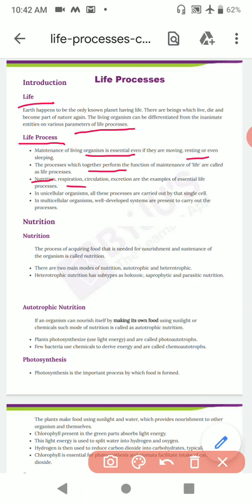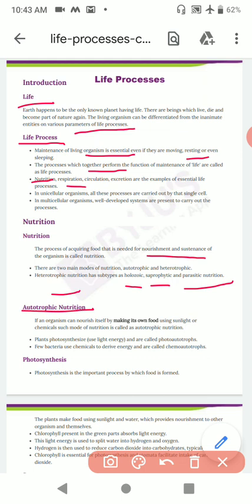Next, nutrition. So, what is nutrition? The process of acquiring the food that is needed for the nourishment and sustenance of the organisms is called nutrition. There are two main modes of nutrition, that is autotrophic and heterotrophic nutrition. Further, heterotrophic nutrition has subtypes: holozoic, saprophytic, and parasitic nutrition.